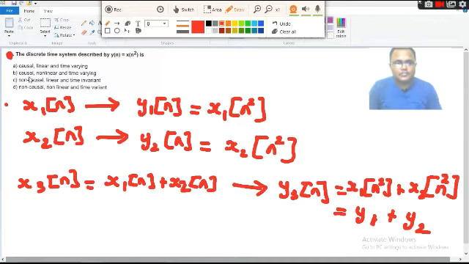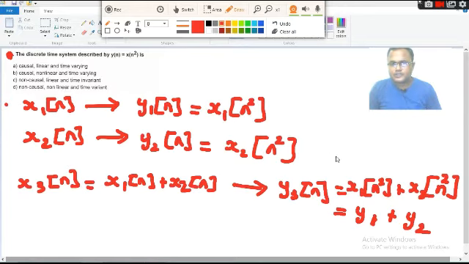Suppose for this system we give x1 of n as an input. Then the output y1 of n is equal to x1 of n square. If we give x2 of n, we get y2 of n is equal to x2 of n square. Suppose I give x3 of n, which is the summation of the previous two inputs, x1 of n plus x2 of n. Then y3 of n is equal to x3 of n whole square.